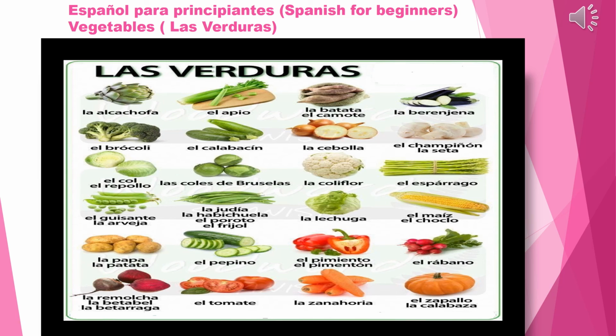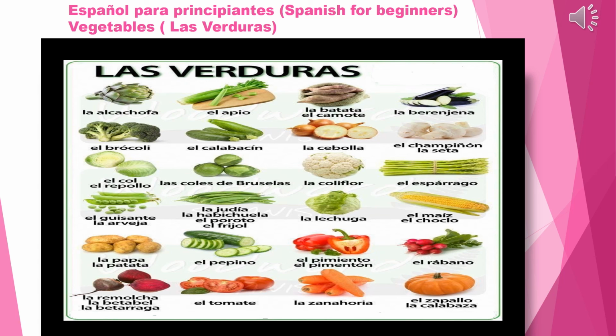La berenjena. El brócoli, I hardly see that. A bit of la coliflor, la coliflor. Esa es la coliflor. So, okay, let me come to the end of that lesson.